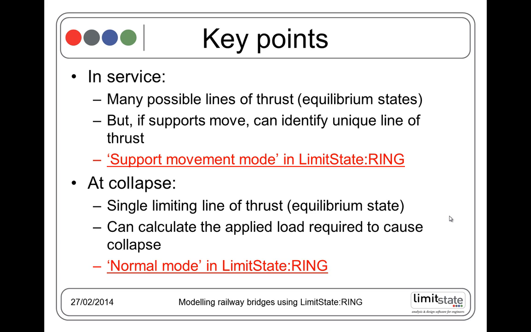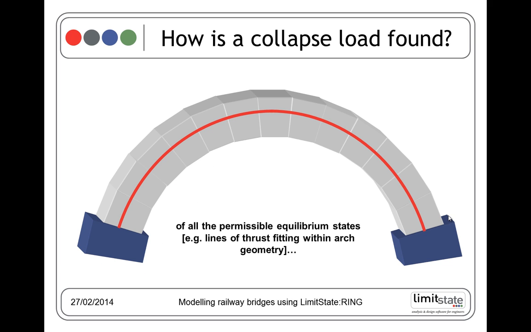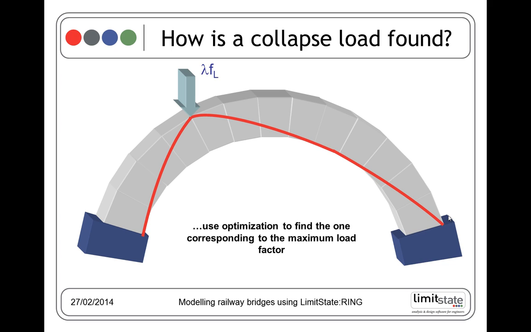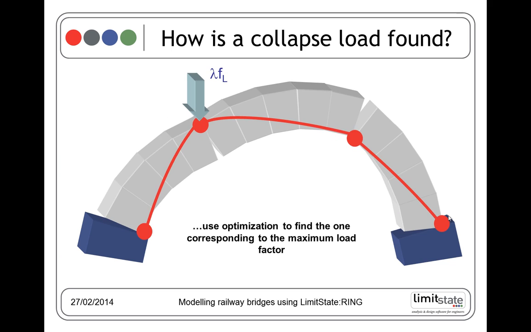Question is, how do we achieve that? Well, if we go back to our previous model, of all the permissible equilibrium states, which are basically lines of thrust which fit inside the thickness of the masonry, what we can do is use optimization to find the one corresponding to the maximum load factor. And that also corresponds to the point at which we get a mechanism of collapse. So in other words, we can use optimization to find the exact limit load for an assemblage of masonry blocks.